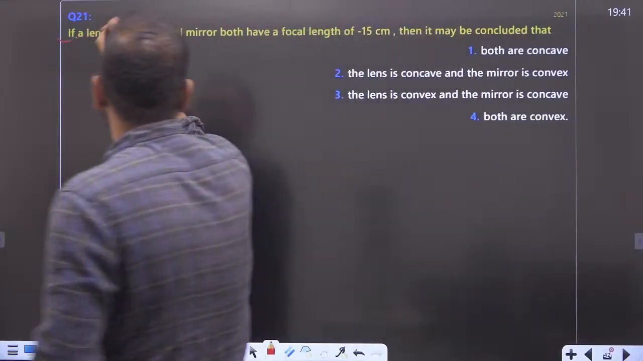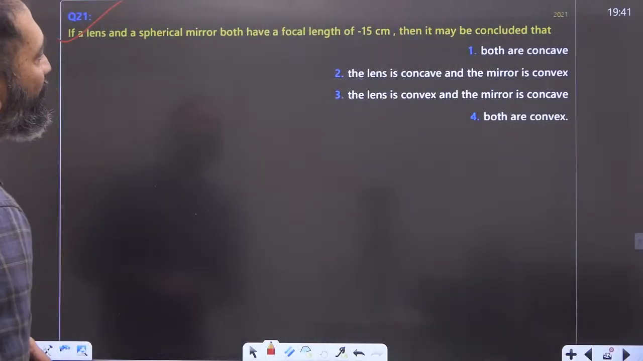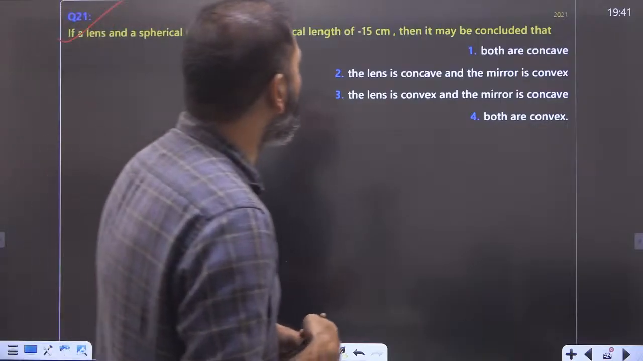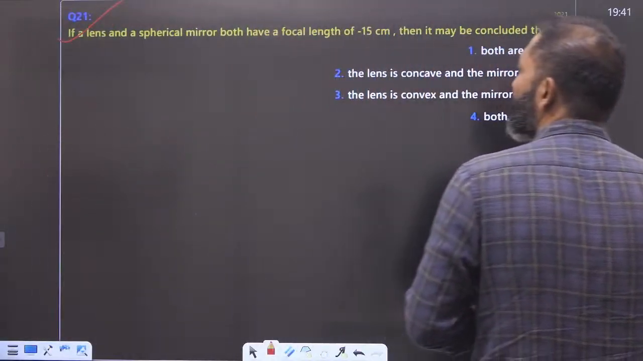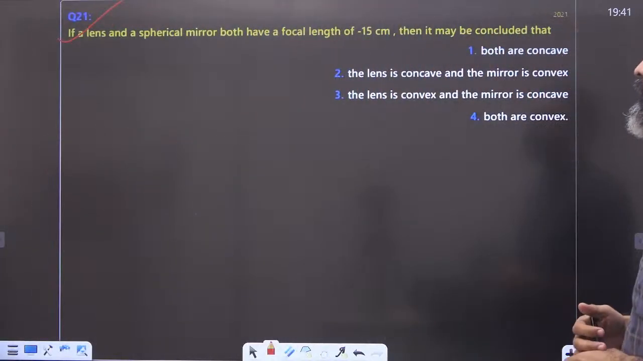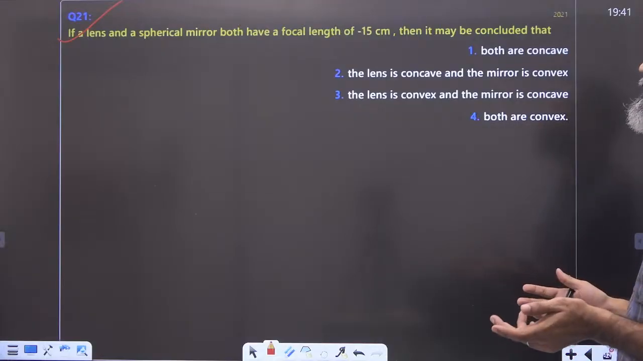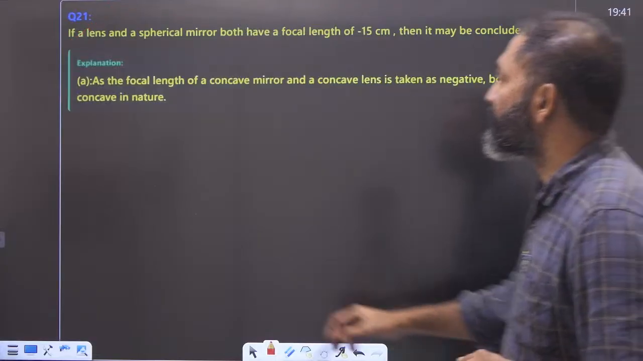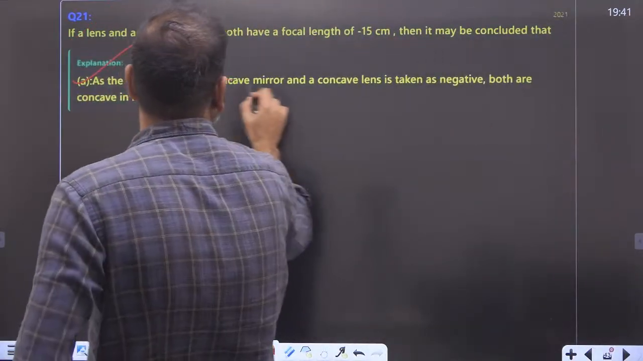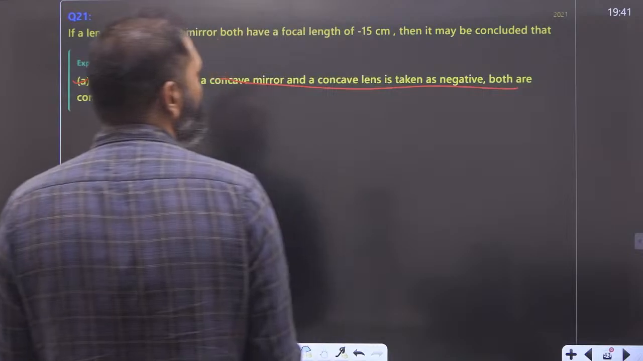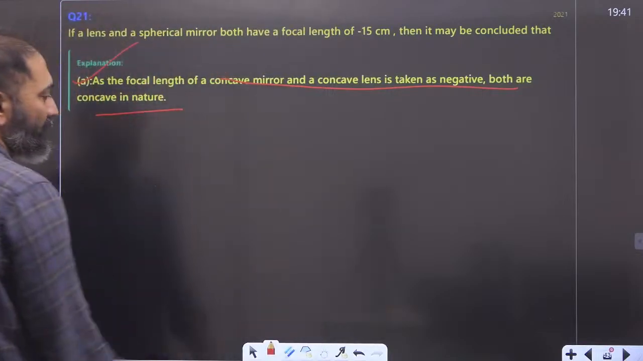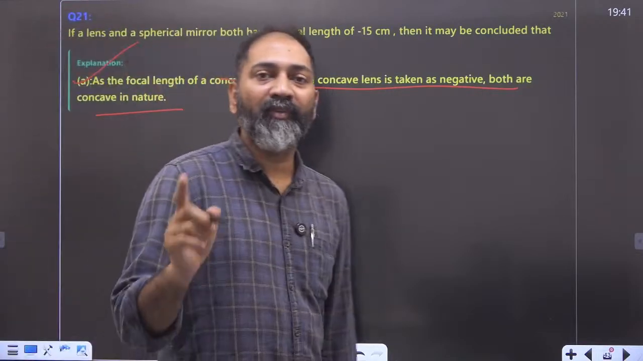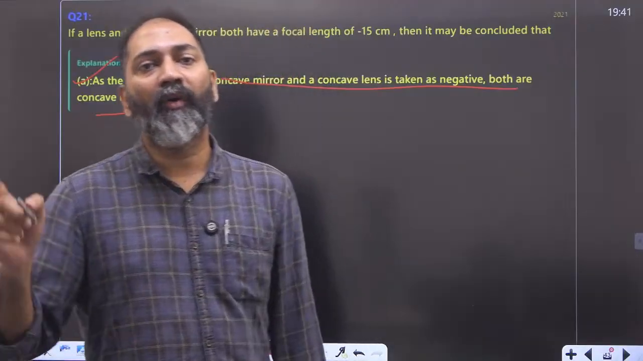If a lens and a spherical mirror both have focal length minus 15 centimeter, what may be concluded? If focal length is positive, it is convex. So here both are concave. As the focal length of a concave mirror and concave lens is taken as negative, both are concave in nature. No doubt, right? Focal length is positive for convex lens and convex mirror.